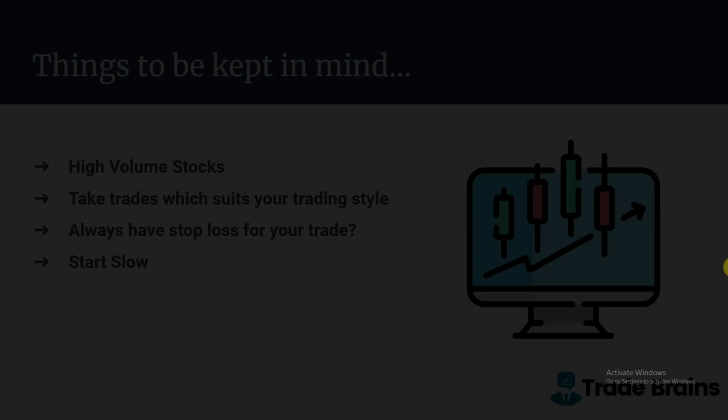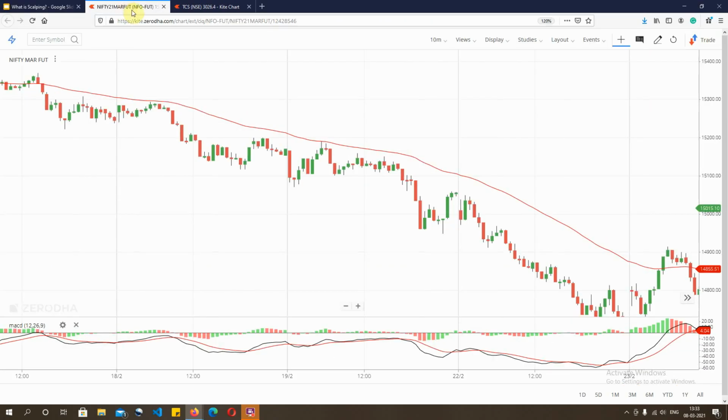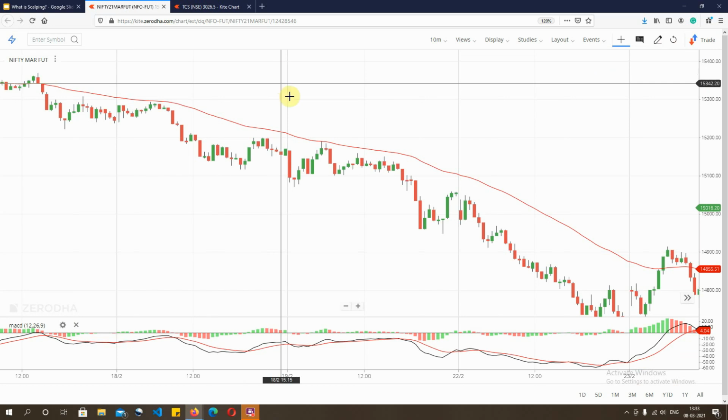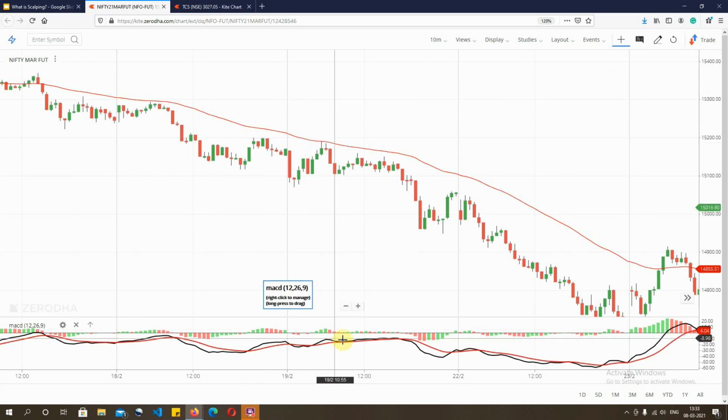Now I'll be giving you a live demo of how you take a scalping trade in the market. I have chosen the chart of Nifty here. If you look at this Nifty chart, I have plotted a 50 period simple moving average, and at the lower end of the chart I have plotted a MACD, that is, the moving average convergence and divergence chart. So I'm taking my scalping trades when I'm getting confirmation from both the charts.